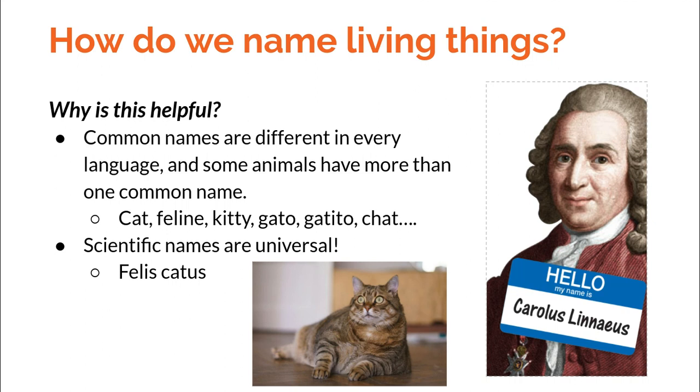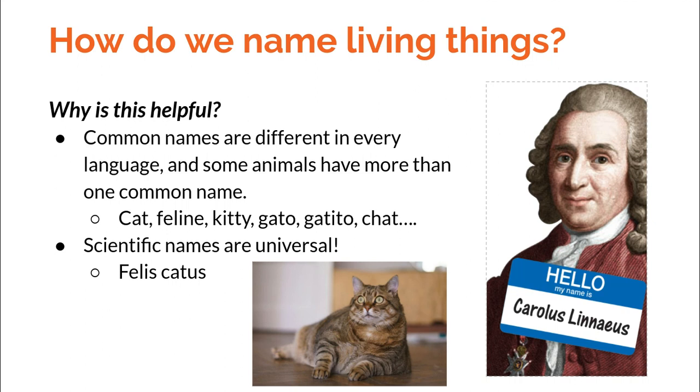But in the scientific world, if we're using all of these different names, it's really hard to know what organism we're talking about. So by using scientific names, the scientific name for a cat is Felis catus. If we use that scientific name all over the world, everyone will know what we're talking about. That's the helpful point of using scientific names, is that all over the world, if we talk about Felis catus in any language, they will know we are talking about cats.